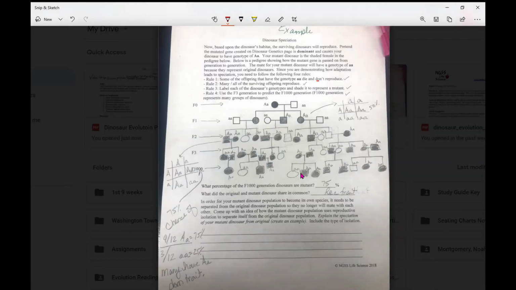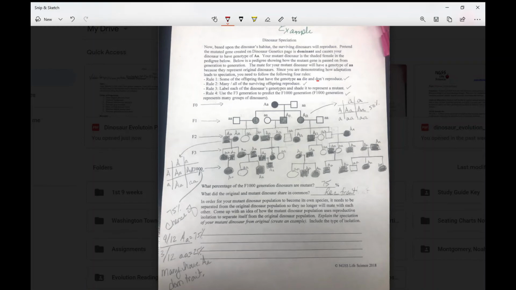Okay, this is the last page of the example. The pages in between, where you're doing the questions for your habitat and your environmental questions, are all on you to figure out just by reading and determining your answer based upon your own dinosaur that you chose. Now, this is the pedigree.